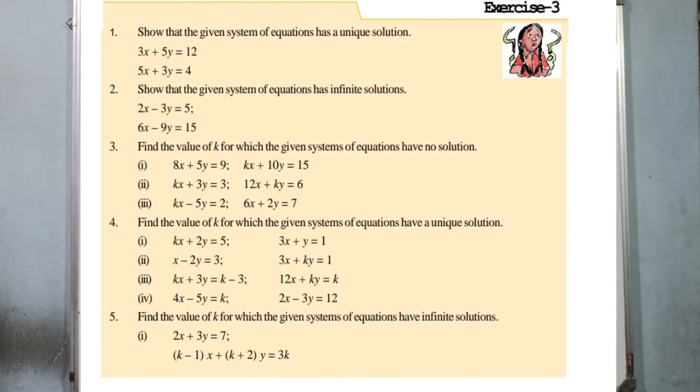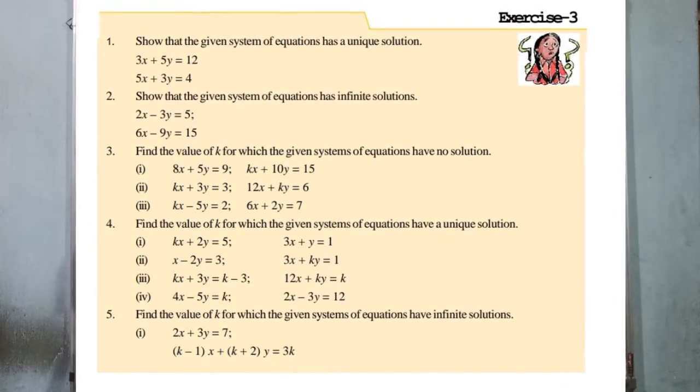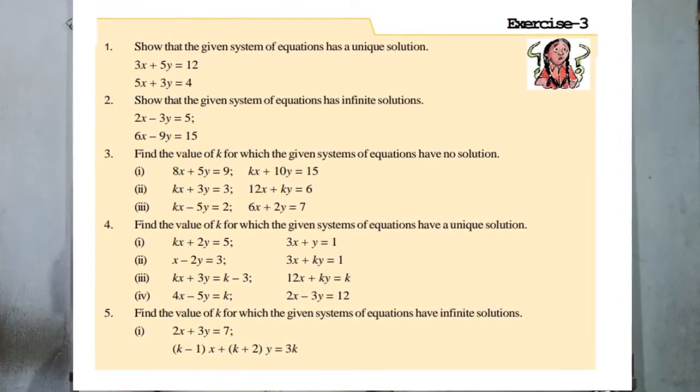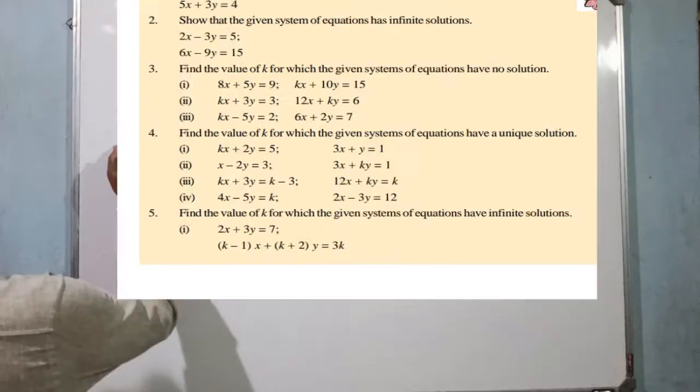Welcome students. Question 3 of exercise 3. Find the value of k for which the given system of equations have no solution. 8x plus 5y equal to 9, kx plus 10y equal to 15.